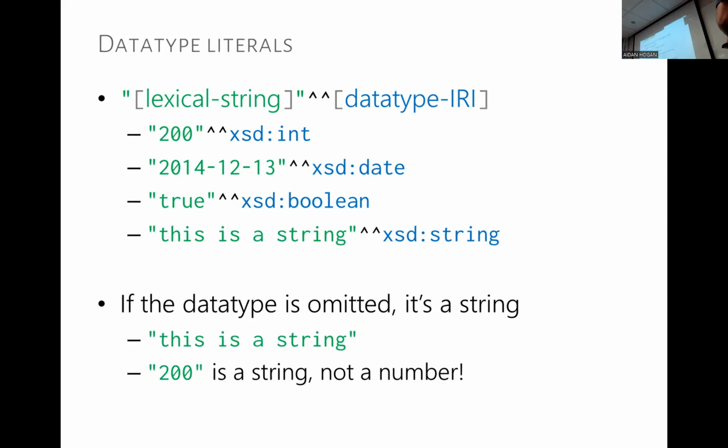So here we have ints, we have dates, we have booleans, we have strings, and if the data type is omitted, it's a string. So this is a string. By default, we essentially assume things without data types to be a string. And it's important to note, this will be important for the lab as well, that if you write 200 in quotes without a data type, it's considered to be the string, the character 2 followed by 0, followed by 0. It's not considered to be a numeric value.